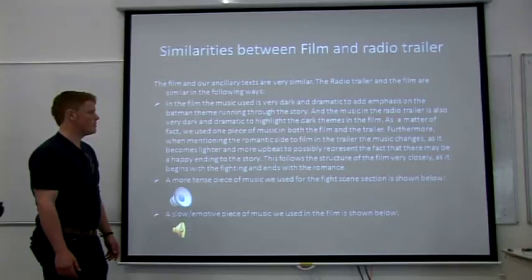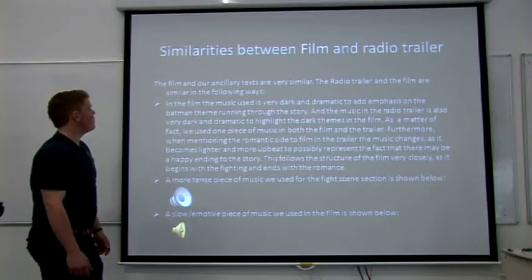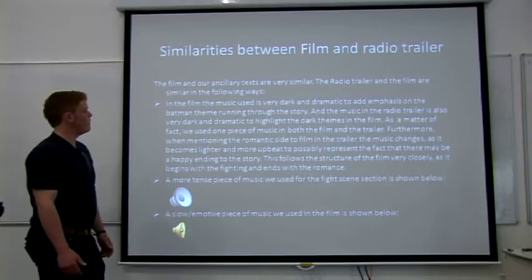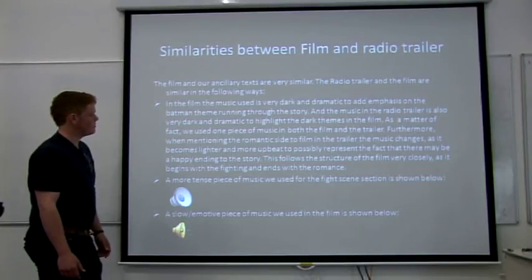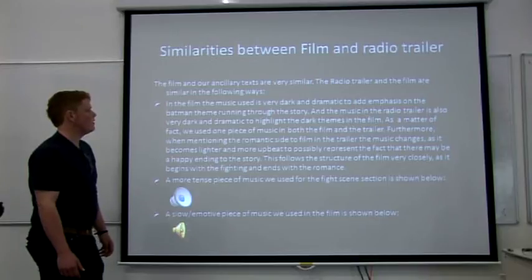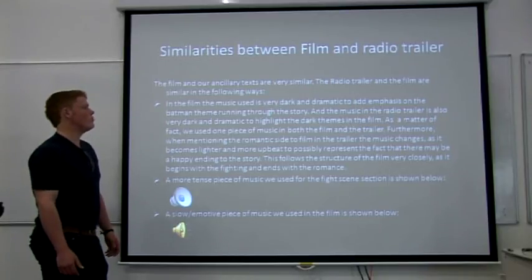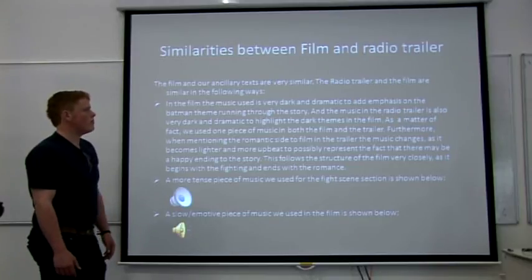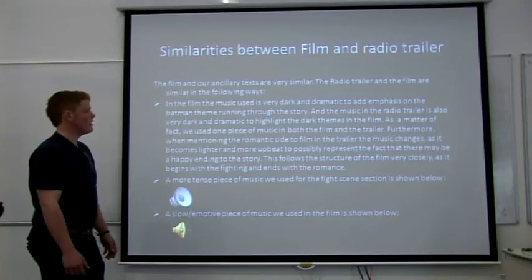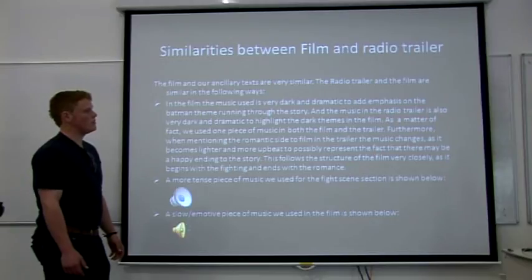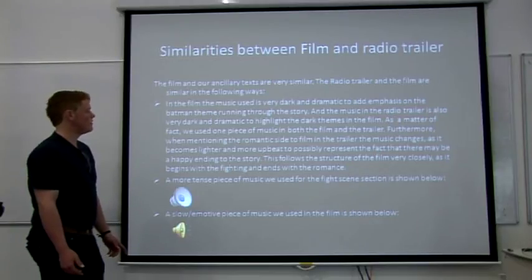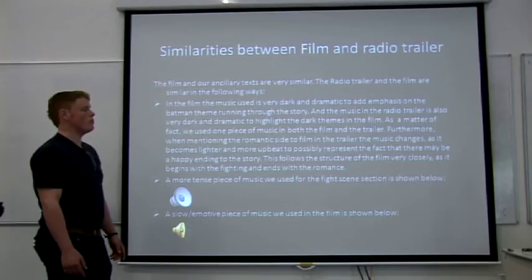Action. The film and our ancillary texts are very similar. The radio trailer and the film are similar in the following ways. In the film, the music used is very dark and dramatic to add emphasis on the Batman theme running throughout the story. And the music in the radio trailer is also very dark and dramatic to highlight the dark themes in the film. As a matter of fact, we use one piece of music in both the film and the trailer.